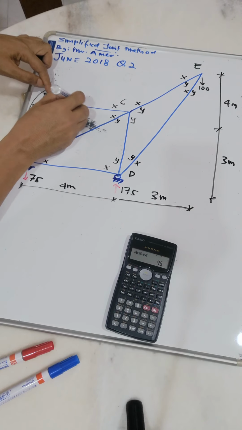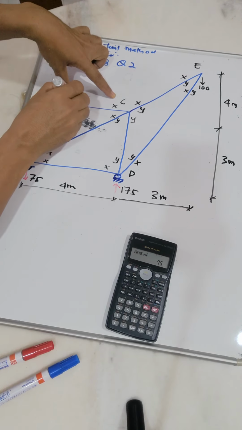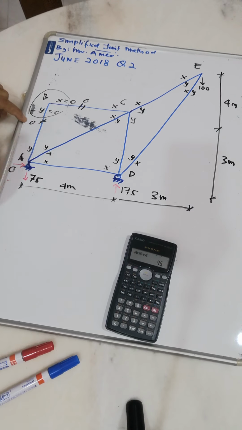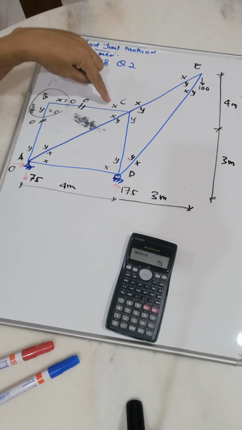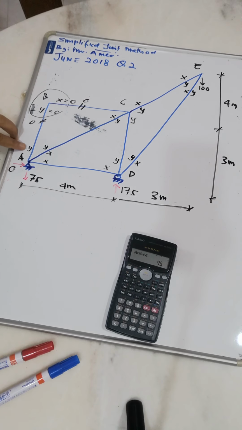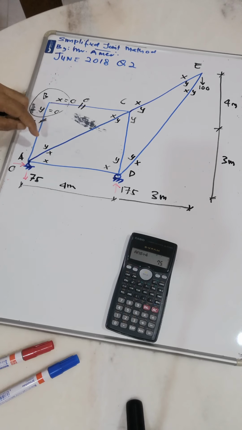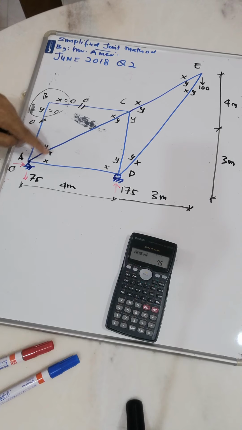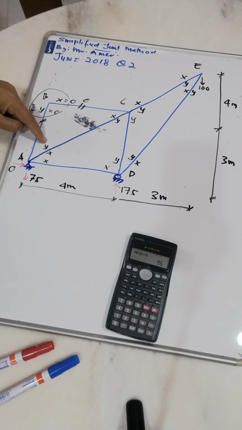So member BC is 0, and BA also equals 0. It means X equals 0 for this member and Y equals 0 for this member. Now at A, instead of 2 unknowns in X and 2 in Y, because members AB is already determined to be 0, at A you have 2 unknowns in X and 1 unknown in Y.